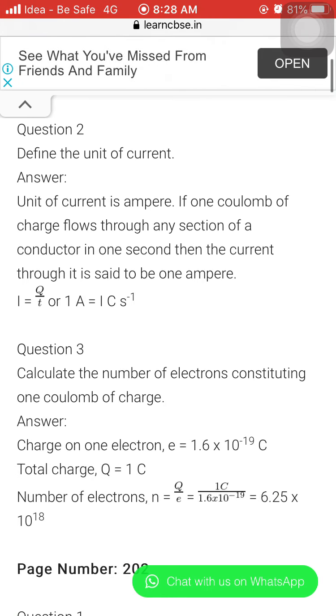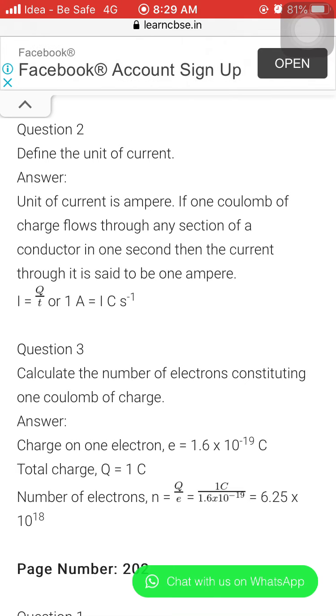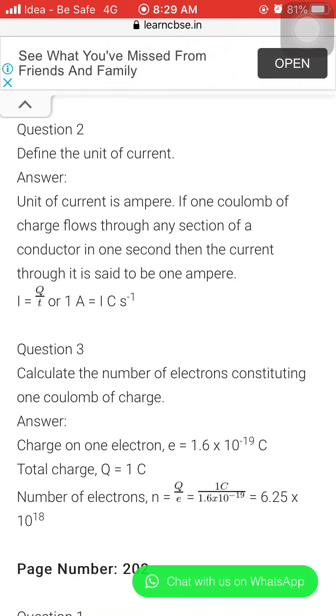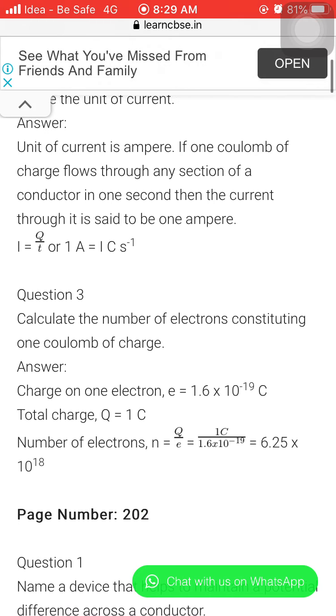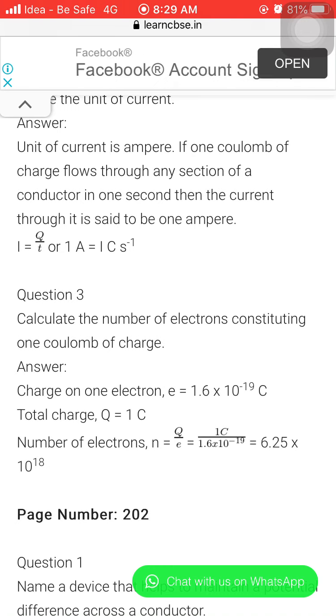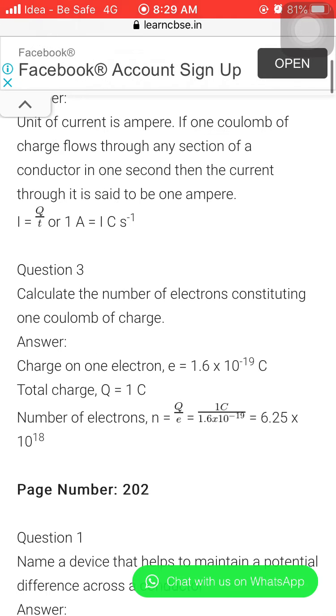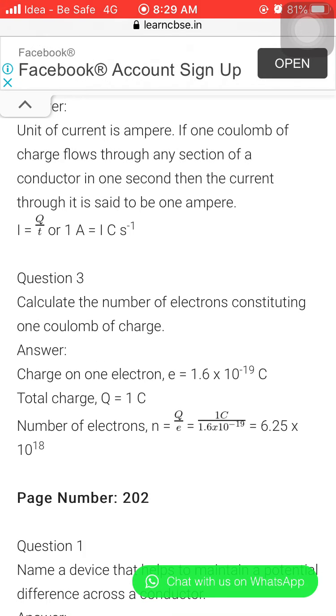Question 2, we have defined the unit of current. So the answer would be, it is ampere. And how do we define this? We know that capital I, current, is equal to Q upon T. So if 1 coulomb of charge flows through any section of a conductor in 1 second, then the current through it is said to be 1 ampere. So 1 ampere basically is equal to 1 coulomb per second. Flow of 1 coulomb of charge per second.